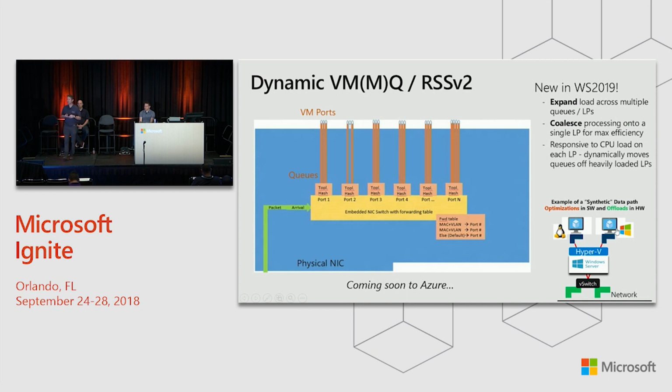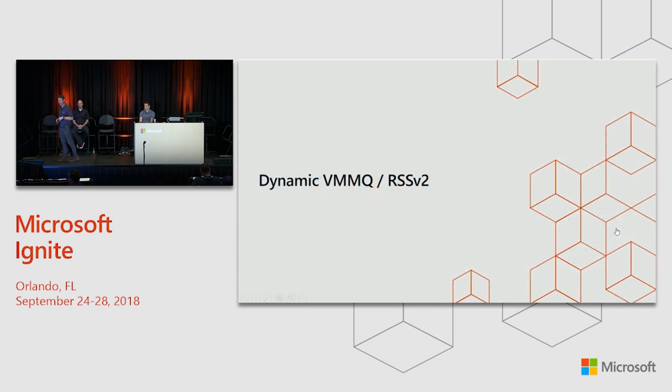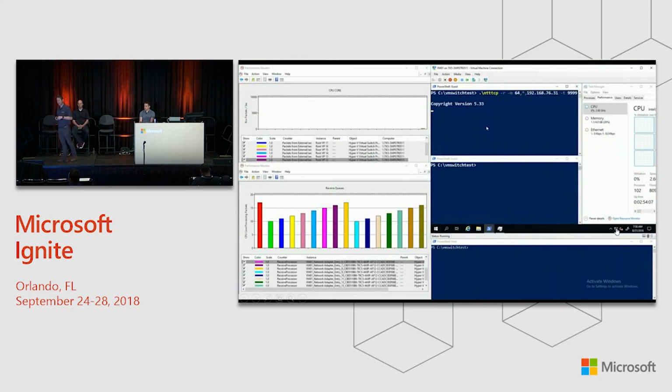And then when we're actually getting to a static state, we're wanting to coalesce and only process those workloads on a single queue or on a single logical processor, and have the rest of the logical processors able to process tenant workloads. So it's very responsive to tenant workloads in this fact. And so I want to show a quick demo of this.